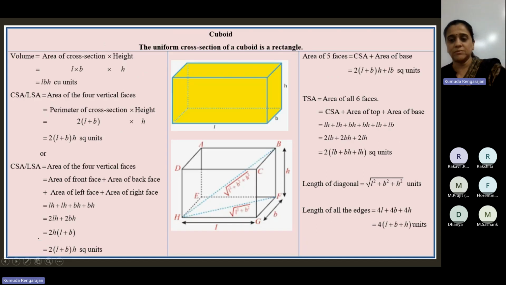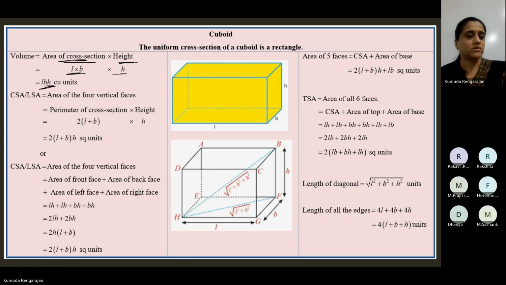I've shared the image. Cuboid. Cross section, rectangle. Area of the cross section into height is volume. Volume is the area of the uniform cross section into height. So the cross section is a rectangle. Area is L into B into H. So LBH cubic units is the formula to find the volume of a cuboid.